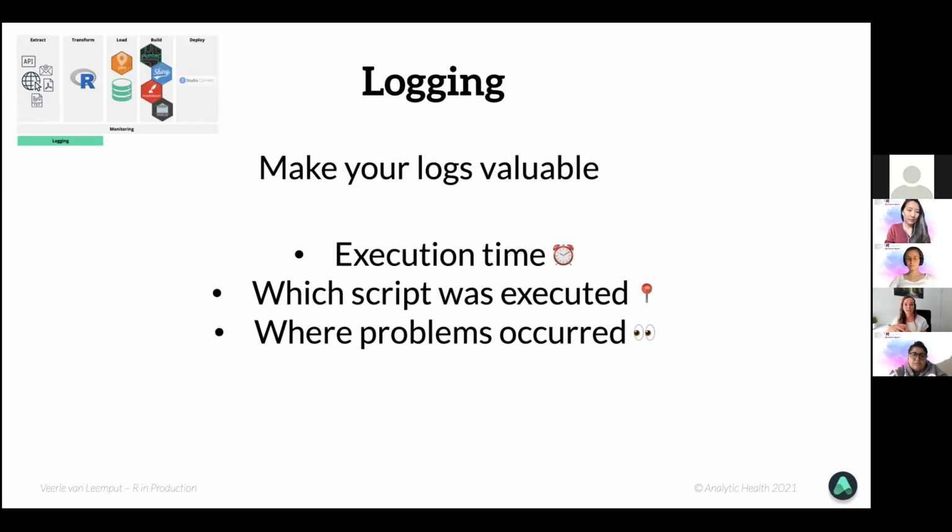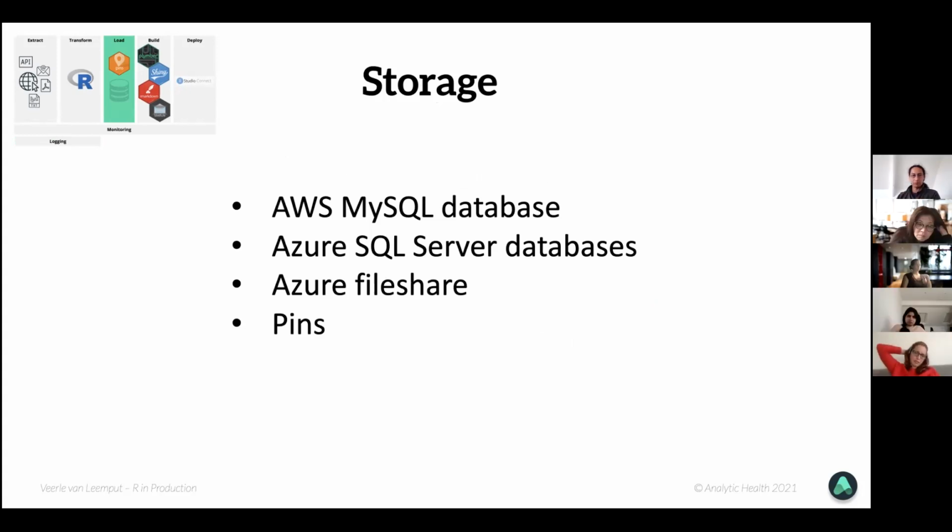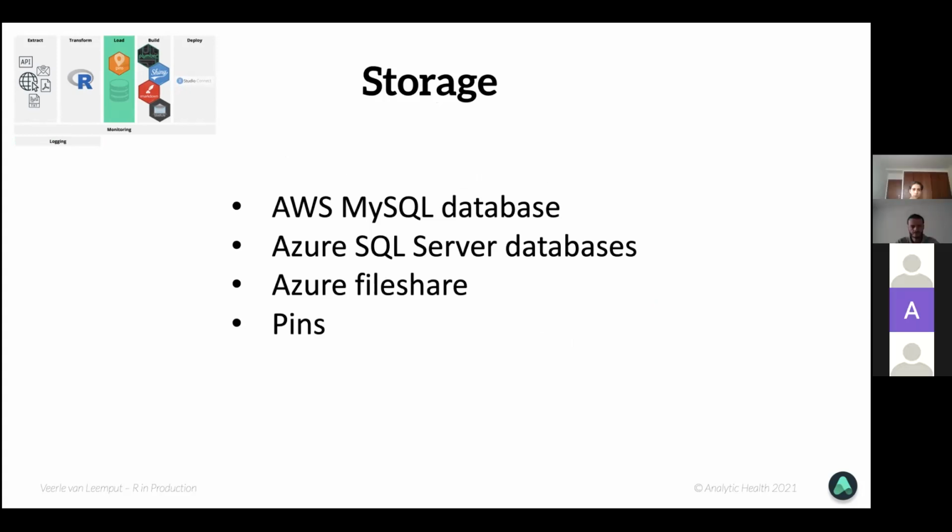So where do we get all the data to? We store it. And for storage, we use different things. Databases for one thing. We have something in AWS, but also in Azure, because we're slowly moving towards Azure in full. We have an Azure file share, and we have pins. And to those pins, I will come back shortly.